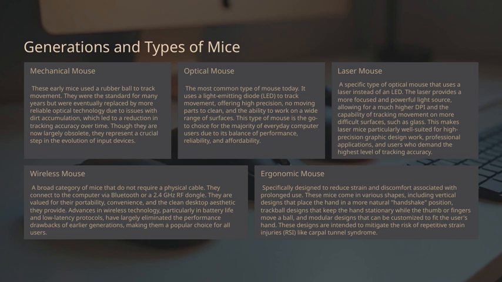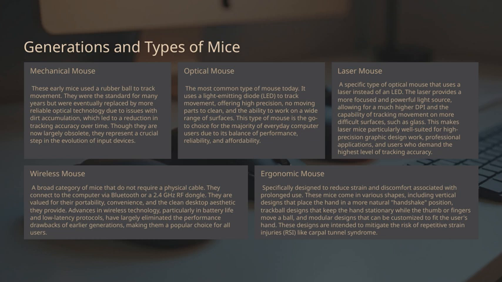Next, we have the wireless mouse. As the name suggests, these mice don't require a physical cable to connect to your computer. Instead, they typically use Bluetooth or a 2.4 GHz RF dongle. The main advantages here are portability, convenience, and a cleaner desktop setup. Thanks to advances in wireless technology, particularly improvements in battery life and low-latency connections, wireless mice now match or even surpass wired options in performance. This has made them a very popular choice for all kinds of users.